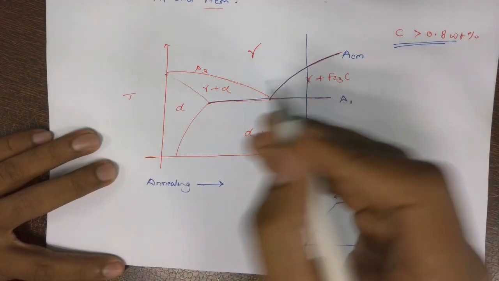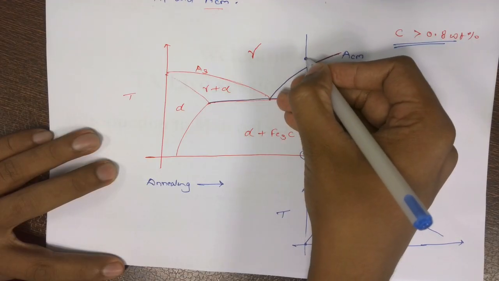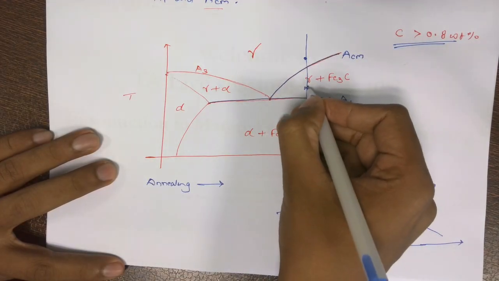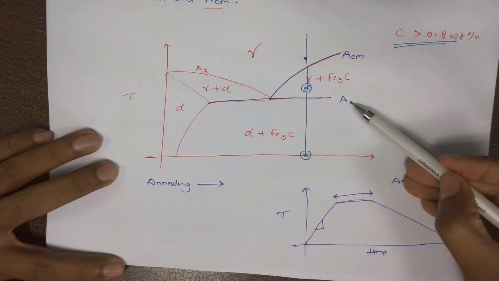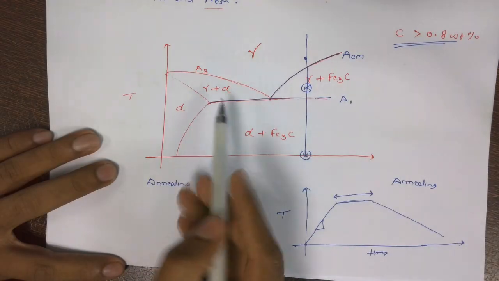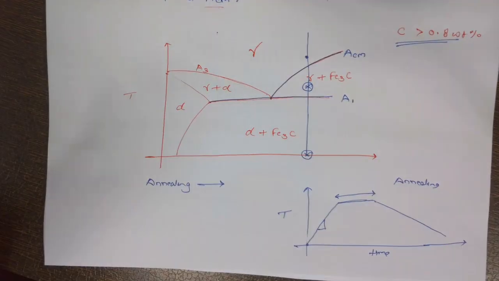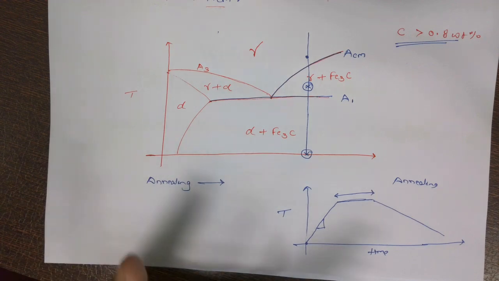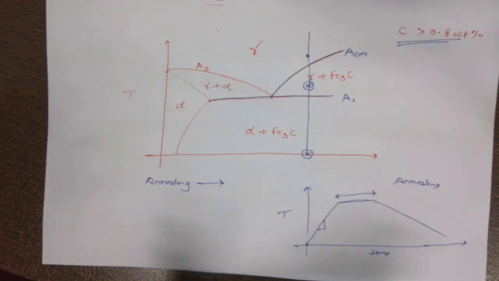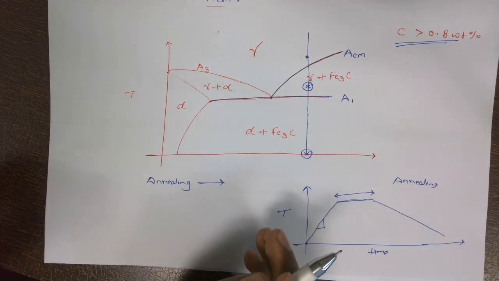Now, the question was: why are we not doing it above this particular ACM? Why is it that engineers always prefer to do it between ACM and A1 in the hypereutectoid case, while that is not the case for hypoeutectoid steel? First of all, let me tell you, this concept is not covered in our course, but since it was asked, I think it's important to answer this question.